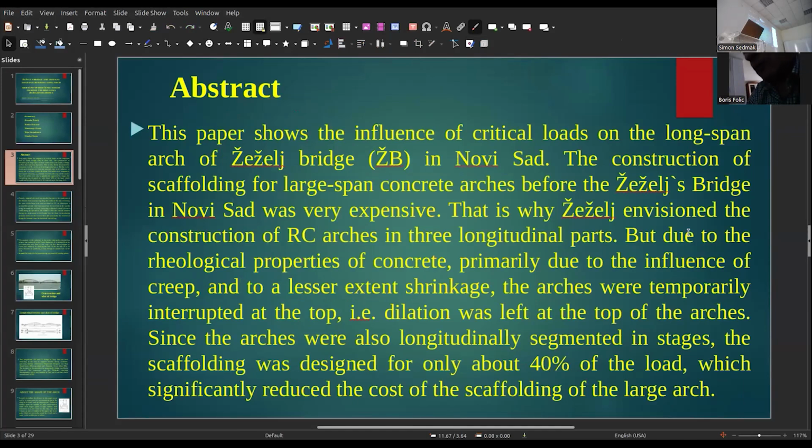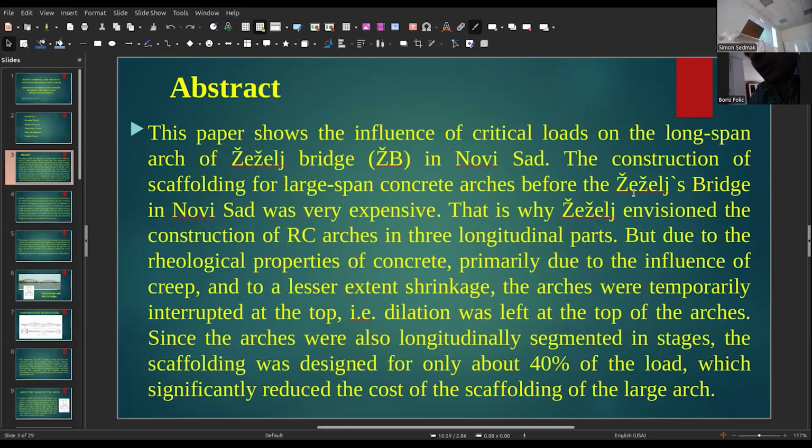This paper shows the influence of critical load along the spine arch of the Žeželj Bridge in Novi Sad. The construction of scaffolding for large span concrete arches before the Žeželj Bridge in Novi Sad was very expensive. That is why Žeželj envisioned the construction of RC arches in 3 longitudinal parts.